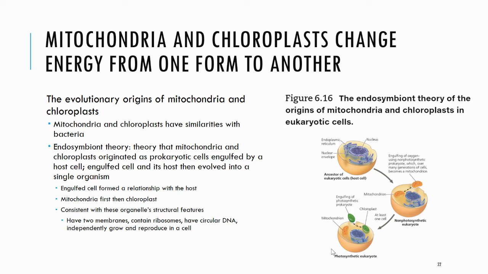And this theory is consistent with those specific organelle structural features because they both have two membranes. They contain their own ribosomes. They have their own circular DNA, and they can independently grow and reproduce in a cell without getting a signal from the nucleus that it's time to do that. So you can see how that process occurred in the picture here, which I think is super awesome.